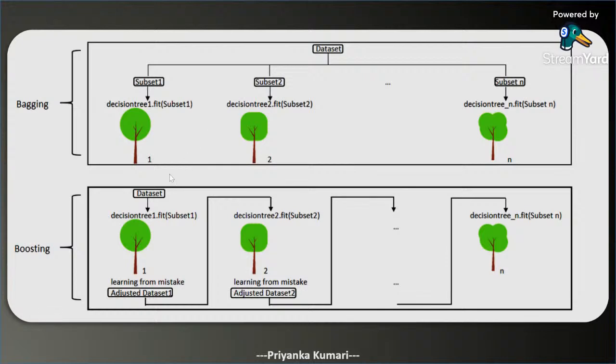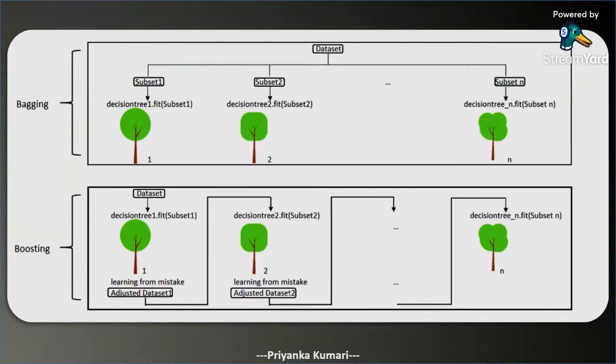So here the data doesn't split into different subsets, but the whole data set is passed to a single decision tree only, and after we get the model we try to alter the data set so that the next time it predicts the value, the accuracy should be different. Here you can see it is written adjusted data set 1. So after training we adjust the data set, and it follows like that till we get the nth data set, which will have the highest accuracy.